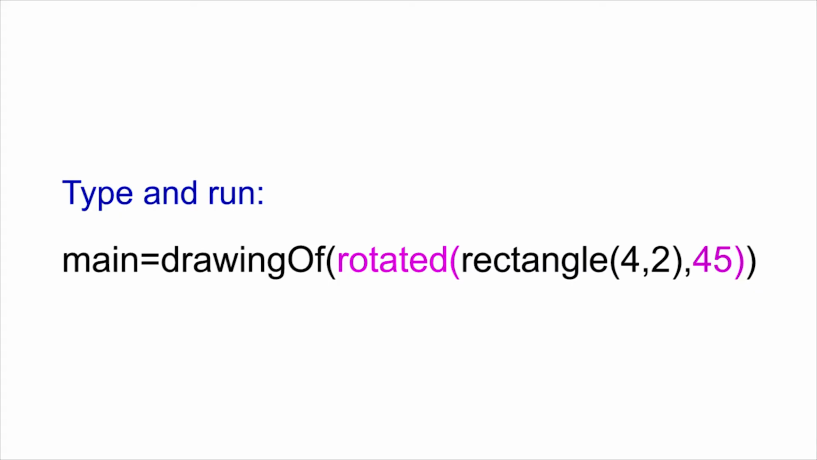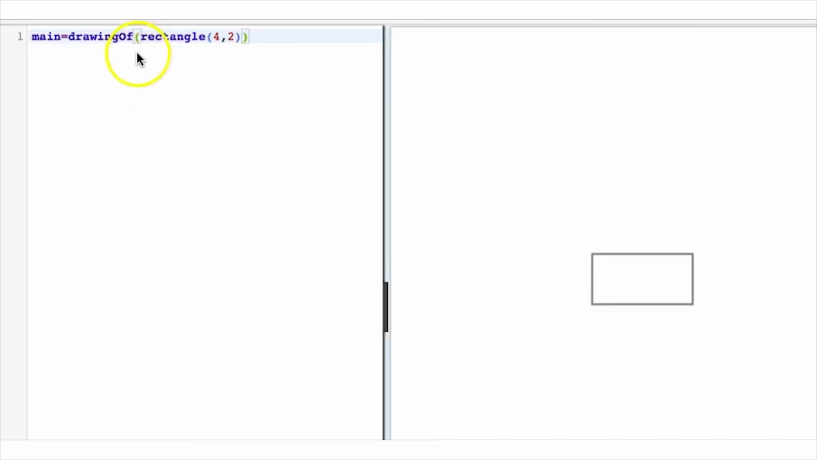Let's try it out. Type in run main equals drawing of rotated rectangle 4, 2 with an angle of 45. Rectangle 4, 2 is my picture, which is the first parameter. Then you write a comma and write the angle you want to turn it to, which will rotate it counterclockwise.